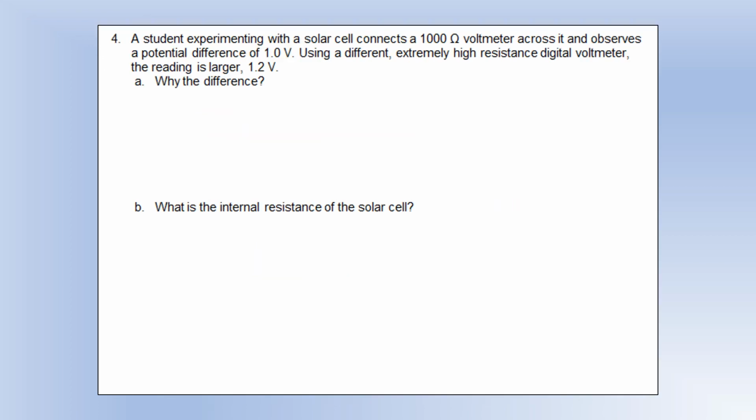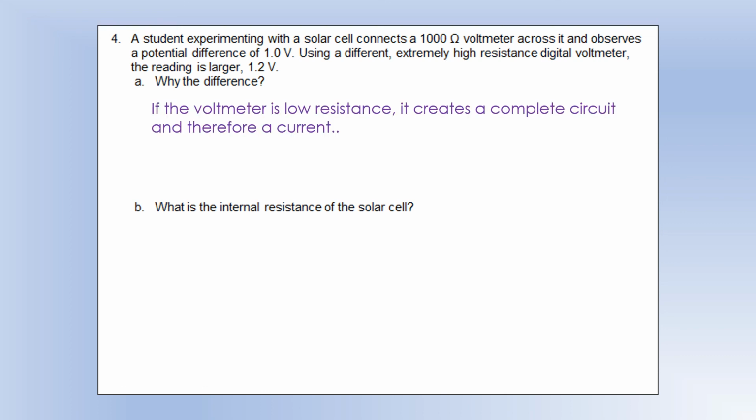Okay, so a student experimenting with a solar cell connects a 1000 ohm voltmeter across it and observes a potential difference of 1.0 volts. Using a different, extremely high resistance digital voltmeter, the reading is larger, 1.2 volts. What is the difference? The really high resistance digital voltmeter is actually measuring the EMF. The 1000 ohm voltmeter is measuring what we call the terminal voltage.